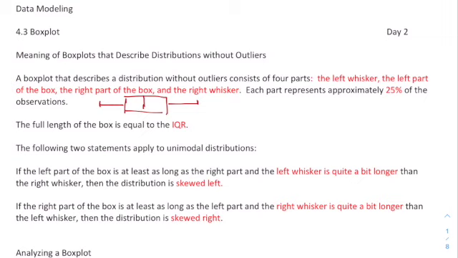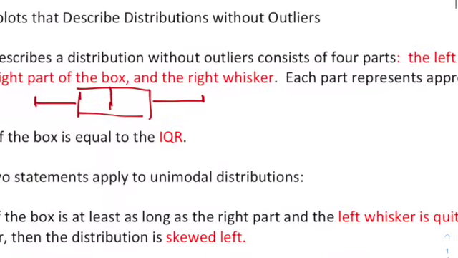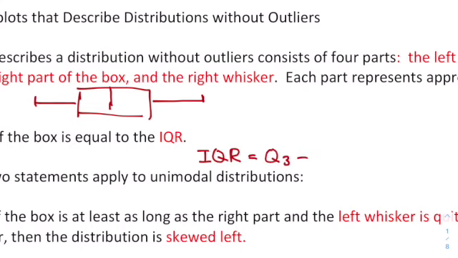We also talked about how the full length of the box is equal to the IQR. And again, a quick reminder, IQR is going to be Q3 minus Q1.